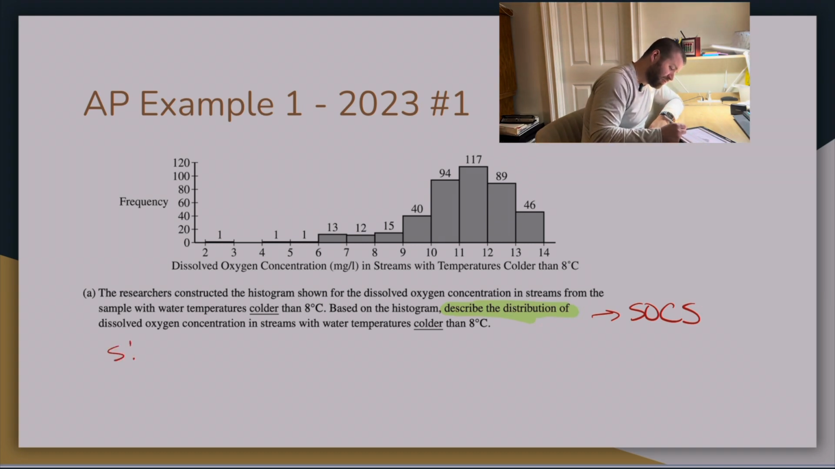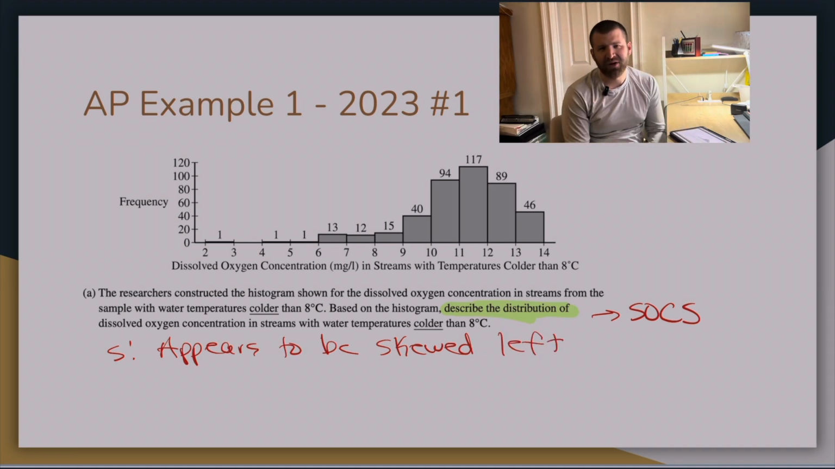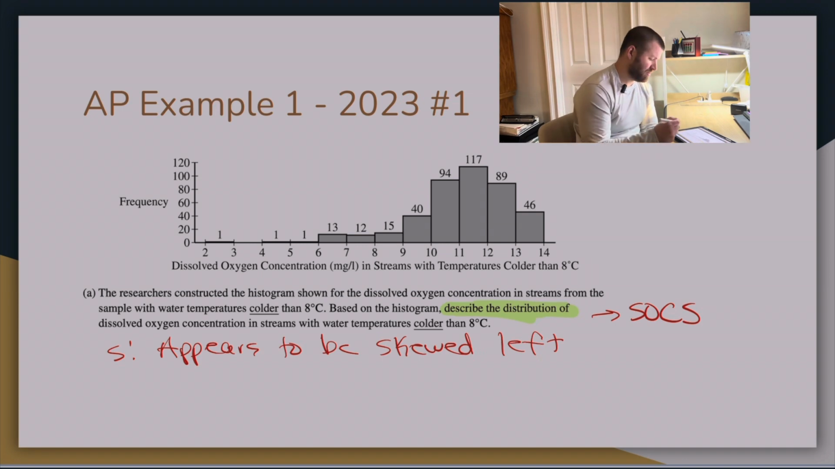So for the shape here, I would say that this appears to be skewed left. And the other thing that's important regarding the exam here is that for this particular one, it will be obvious. It will be so obvious. They're not going to give you something where you have to guess, is this normal? Is it skewed? It's going to be very, very obvious. Like this one.